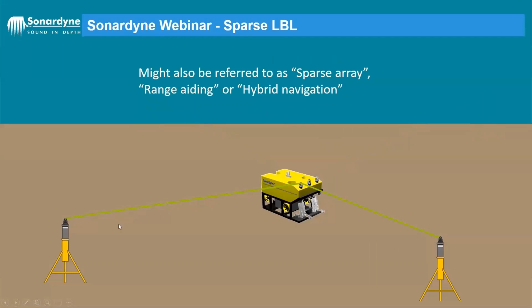We're using the range information from subsea transponders in order to feed our INS on our vehicle. We're not feeding an LBL position to the INS. LBL does a least squares adjustment, whereas range aided INS will take the range information and the INS will predict the position of the vehicle based on the range information in the Kalman filter of the INS.